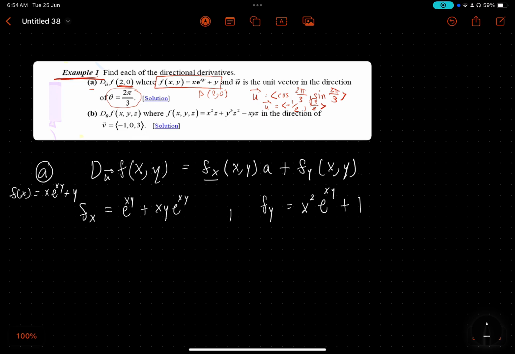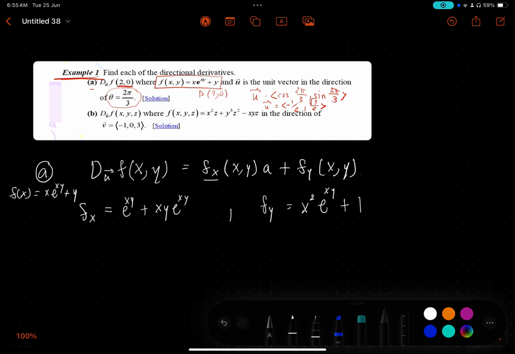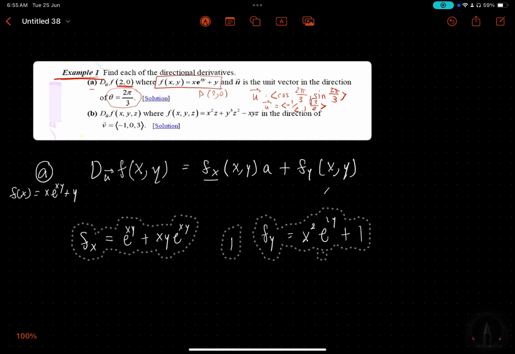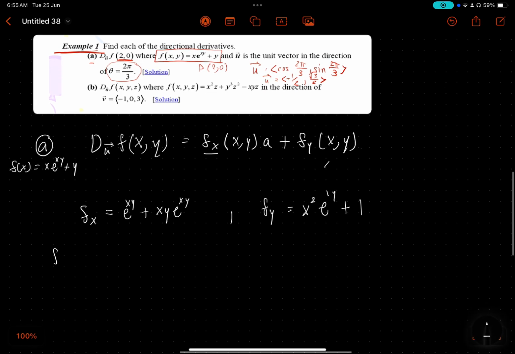Now, if we want to evaluate them at point P, let's evaluate f of x at the point P, which is 2, 0. It's basically e to the 0, which is 1, plus xy e to the xy. 0 times 0 is gonna be 0, so it's 1. This yields 1.